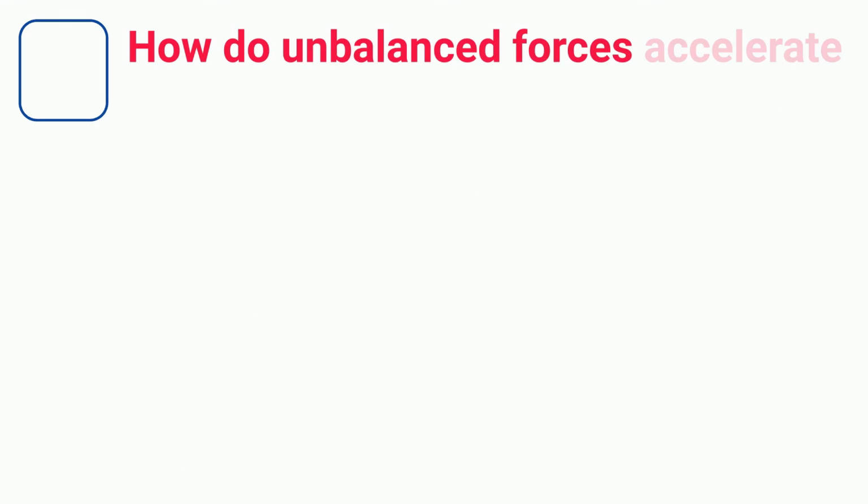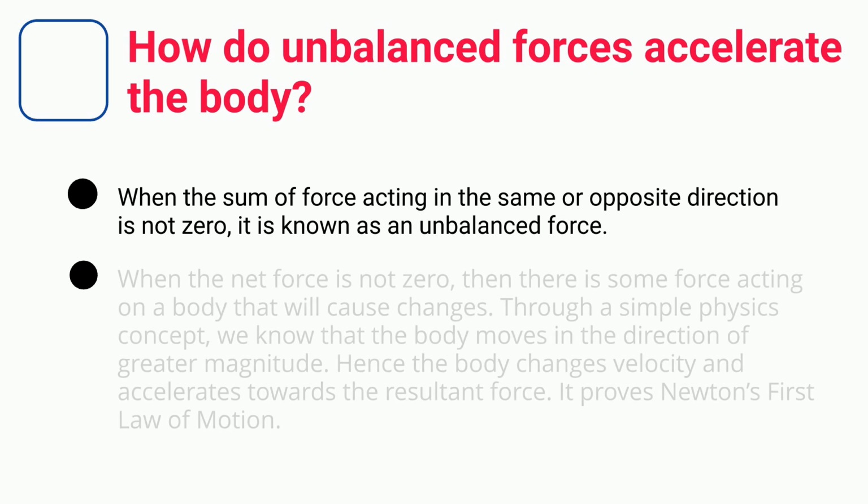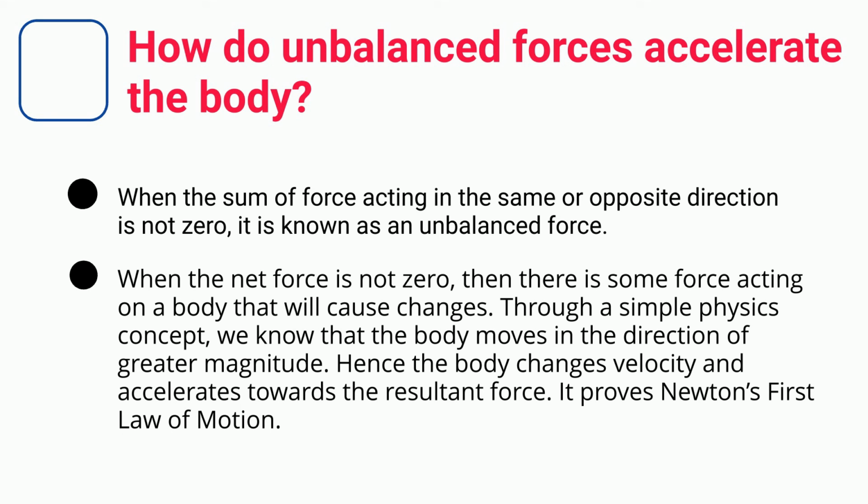How do unbalanced forces accelerate the body? When the sum of forces acting in the same or opposite direction is not 0, it is known as an unbalanced force. When the net force is not 0, then there is some force acting on a body that will cause changes. Through a simple physics concept, we know that the body moves in the direction of greater magnitude. Hence the body changes velocity and accelerates towards the resultant force. It proves Newton's first law of motion.